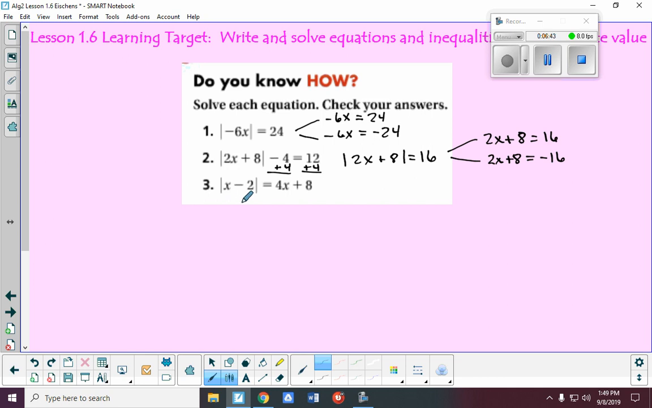And then lastly, where we have an expression on the right side, you write what's inside the absolute value twice.